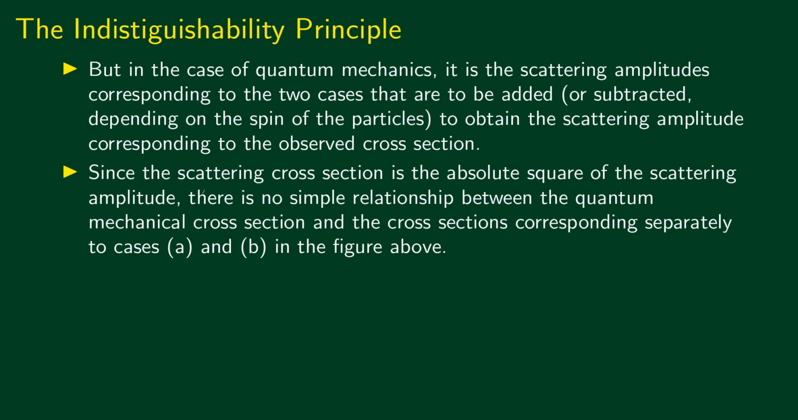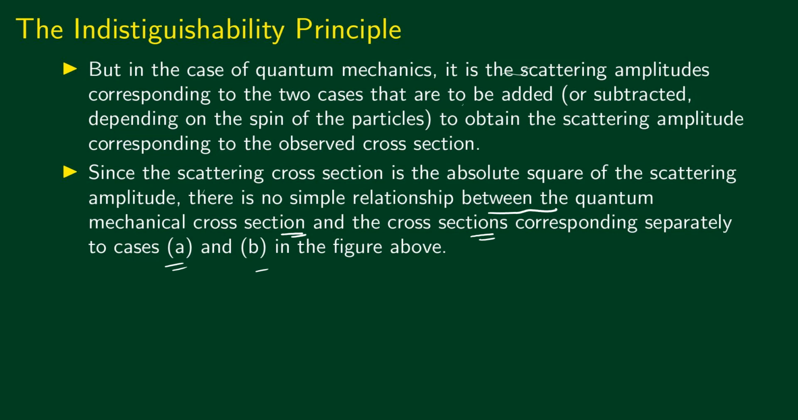So there's no simple relationship between the quantum mechanical cross-section and the cross-sections corresponding to separate cases A and B. In classical mechanics, you just add the cross-sections corresponding to the different possibilities. But in quantum mechanics, it's not so simple. We first have to find the scattering amplitudes corresponding to each possibility, add them to find the total scattering amplitude, and then take the modulus square of the total scattering amplitude to find the observed scattering cross section. Okay, and this complicates things.